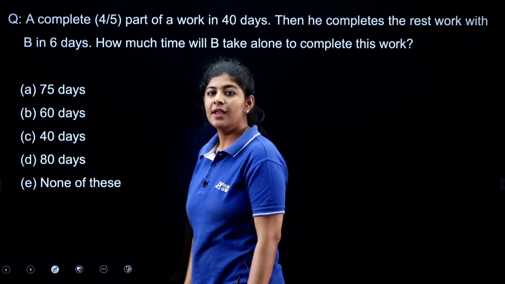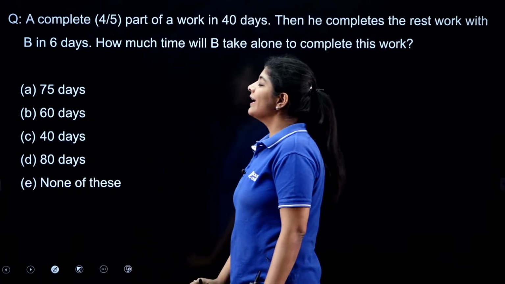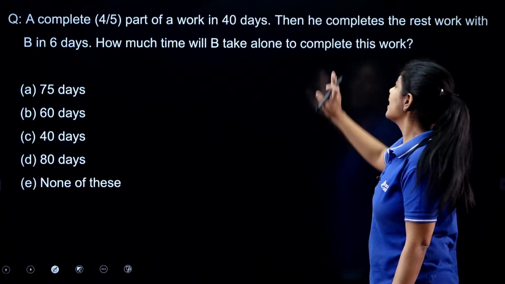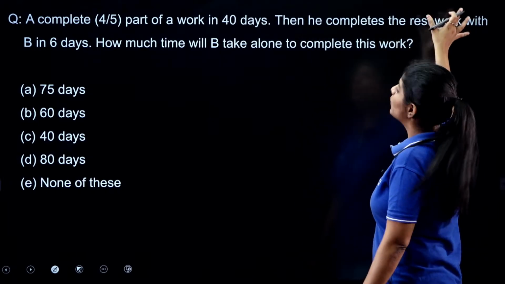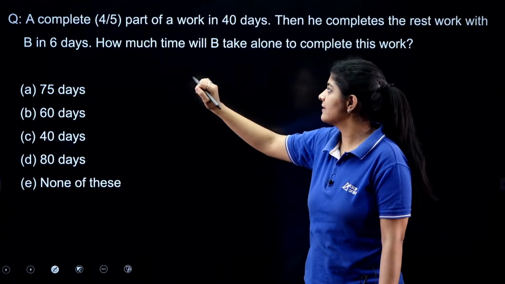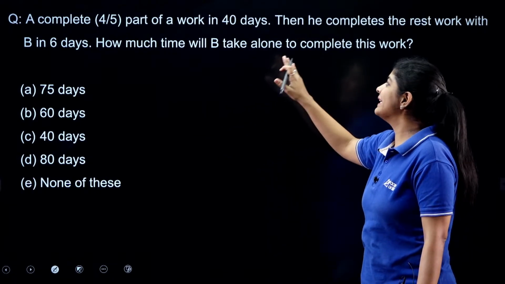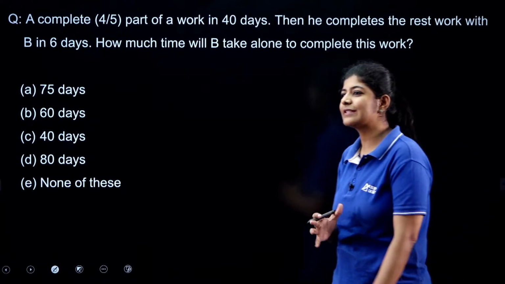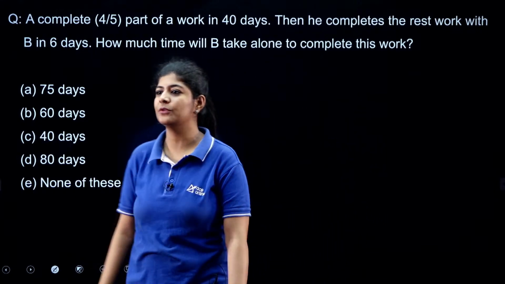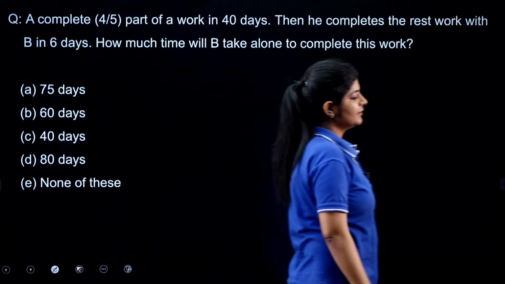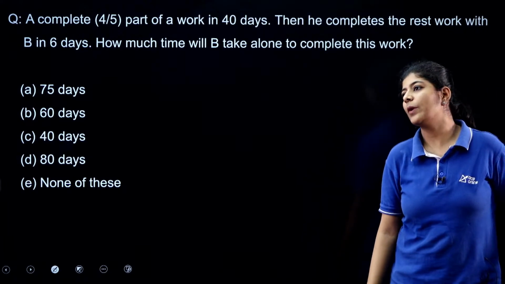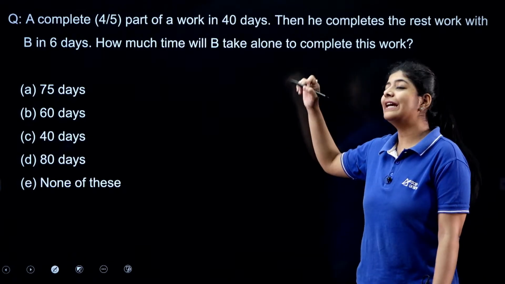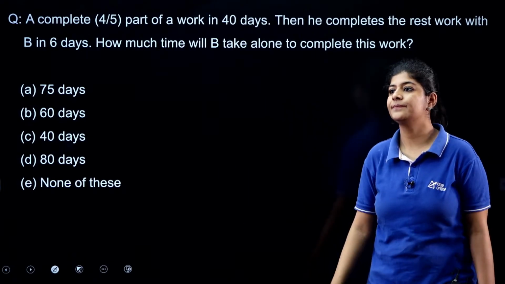Next question says that A completes the 4 by 5th part of a work in 40 days. Then he completes the rest of the work with B in 6 days. How much time will B take alone to complete the whole work? Again, this one is a very easy one. Everyone can do this one. What we have to do is find out in how many days B alone will do the same work.